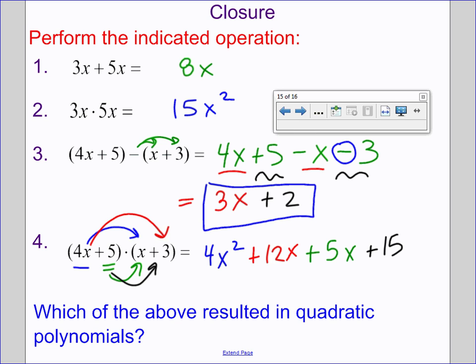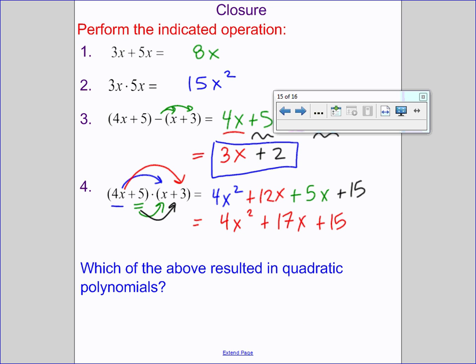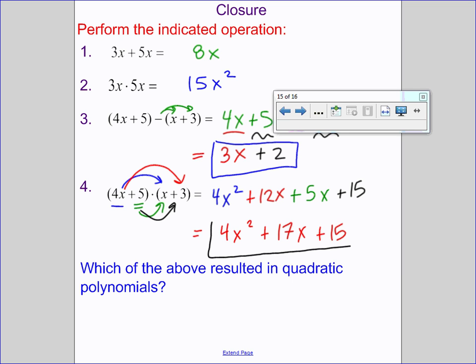Everybody consider, are there like terms in number 4? Are there like terms? Yes, again, it looks like this middle pairing. So my final answer would be 4x squared plus 17x plus 15. We'll scooch this down just a touch. And our final answer then is in standard form.